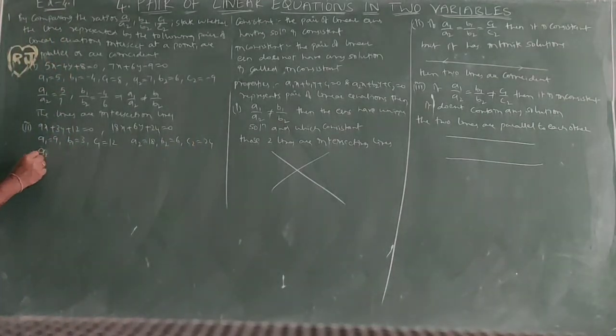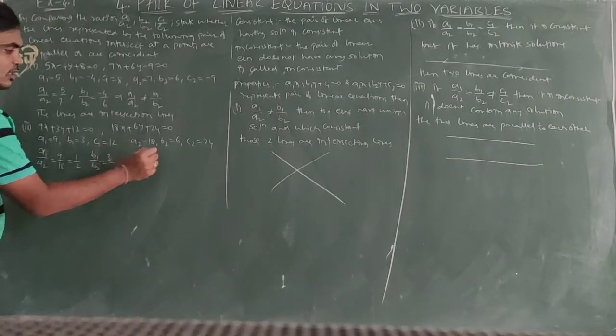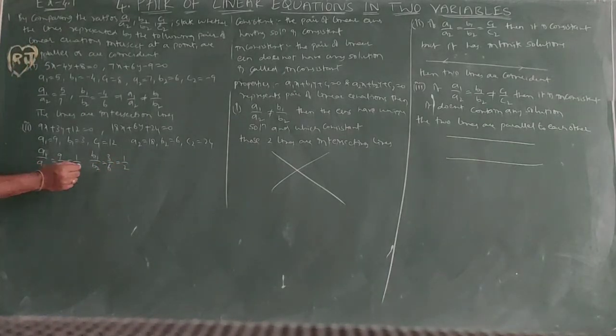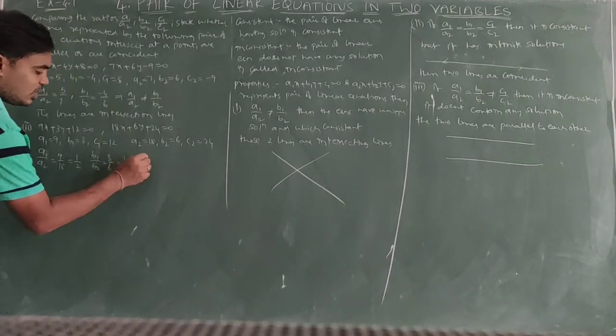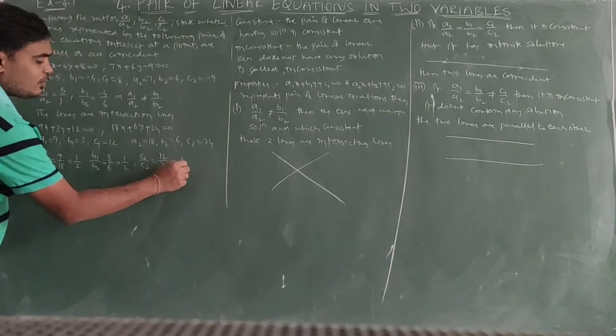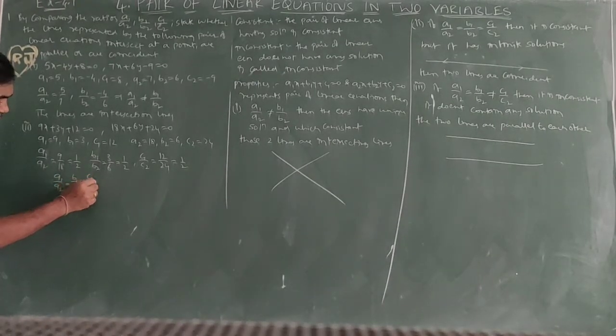Now A1 by A2, 9 by 18, cancel, 9 into 1, 9 into 2. B1 by B2, 3 by 6, cancel, 3 into 1, 3 into 2. So A1 by A2 equal to B1 by B2. So we must check C1 by C2 also. C1 by C2 equal to 12 by 24, 1 by 2. So all these are equal. A1 by A2 equal to B1 by B2 equal to C1 by C2.